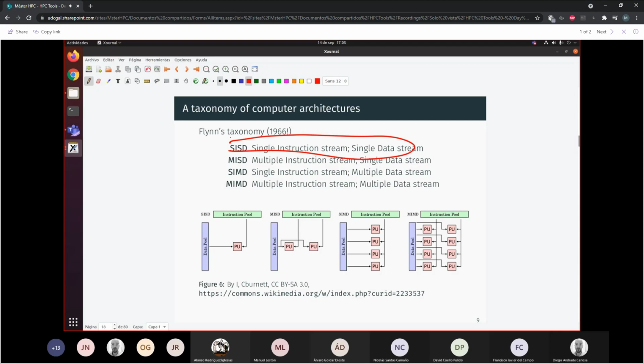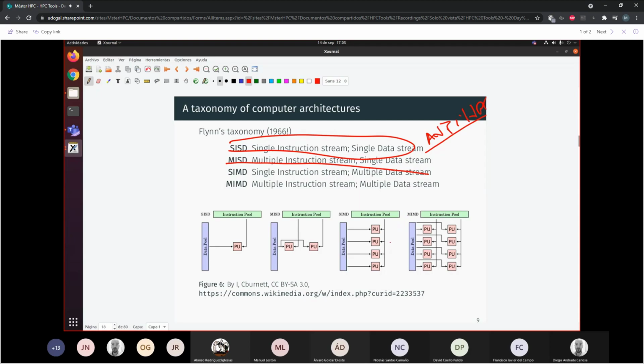Multiple instructions on a single piece of data is called MISD, where you execute several instructions at the same time on a single piece of data. This is not very common. It has not become very important in high performance computing.